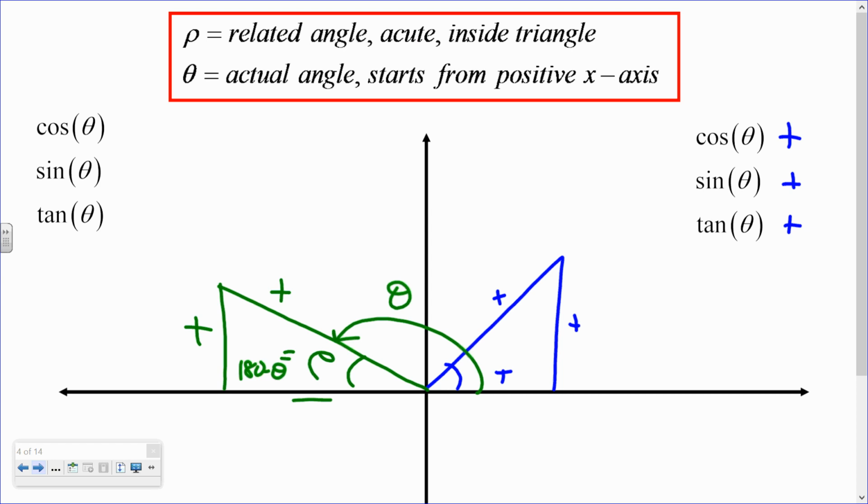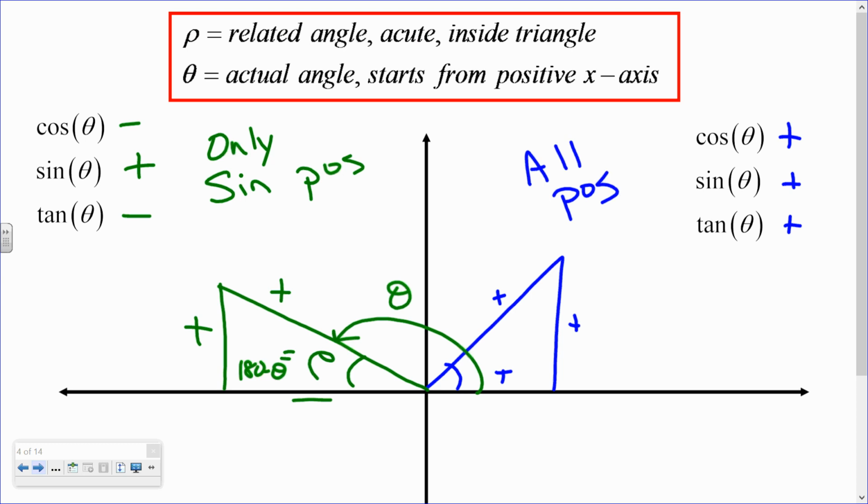So now for this reference angle, the one with the x-axis, if I wanted to do cosine, adjacent over hypotenuse would be negative over positive, so that would be negative. Sine would be opposite over hypotenuse, so positive over positive. And tangent would be opposite over adjacent, positive over negative, would be negative. So in this quadrant, out of these three, sine, cosine, and tangent, only sine is positive. When I was in the first quadrant, all of them were positive.